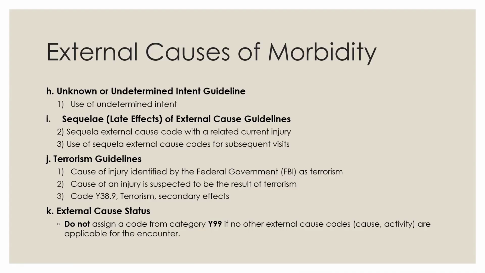For sequelae or late effects of external cause guidelines, number one, sequelae external cause codes are reported using the external cause code with the seventh character S for the sequela. These codes should be used with any report of a late effect or sequela resulting from a previous injury. For additional information on this, see section IB10 for sequela or late effects.